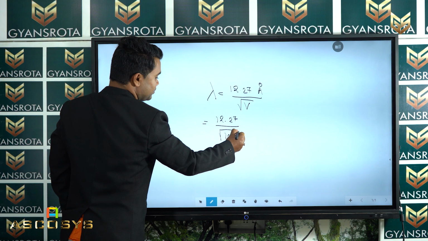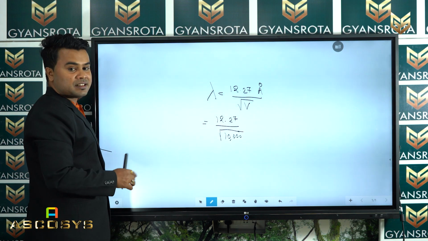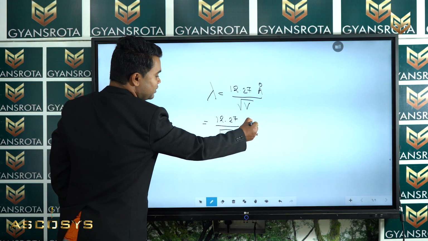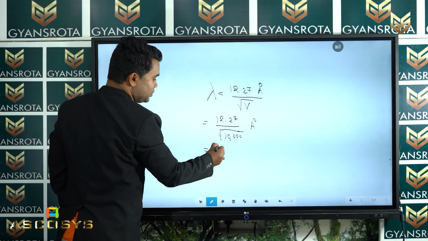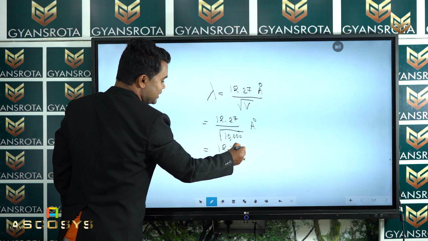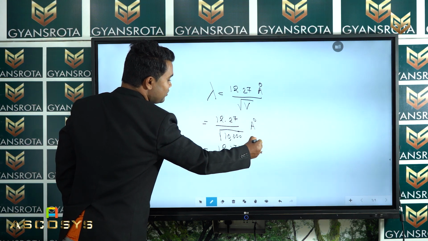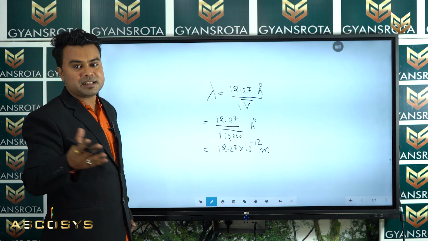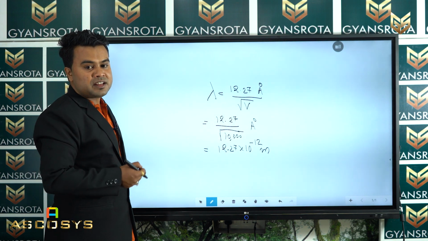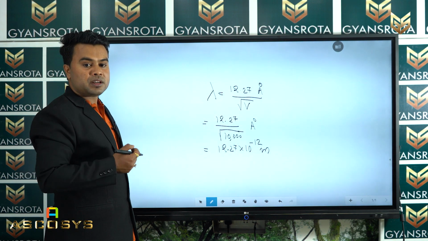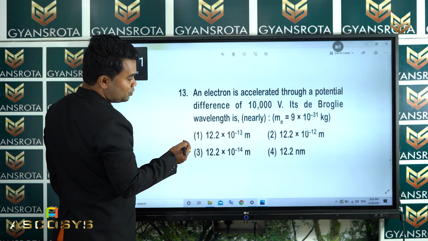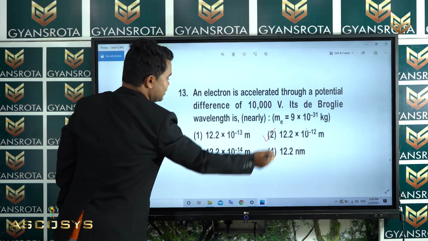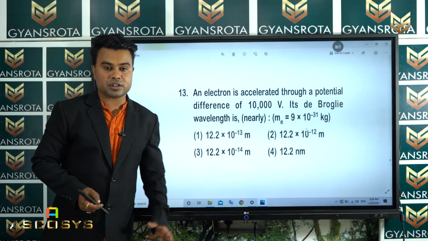10,000, right? That only you have to do. Now, if you solve this one, your answer will come out to be 12.27 into 10 to the power minus 12 meter. As we know, angstrom is nothing but 10 to the power minus 10 meter, right? So, check on the question which one is the correct answer. Your final answer will be option 2. Option 2 is the right answer. So, this is how you can solve question number 13.